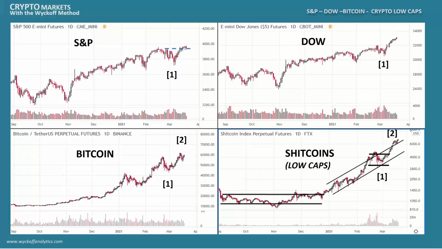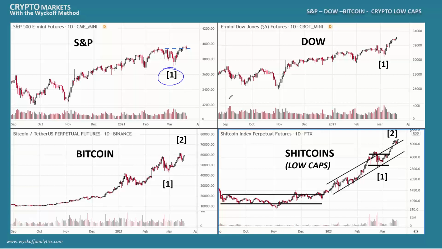Now, what's the context of the market? Today, I've decided to include 4 instruments: S&P, Dow Jones Index, Bitcoin, and the Shitcoin Index, our low-cap cryptocurrency index. What do we see on these 4 charts? After the rotational supply that has emerged in early March at point 1, the market has recovered.